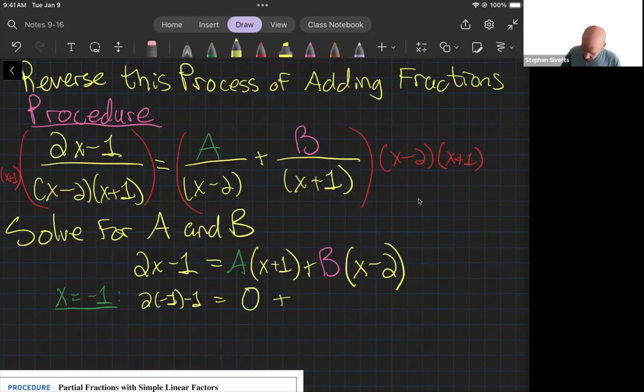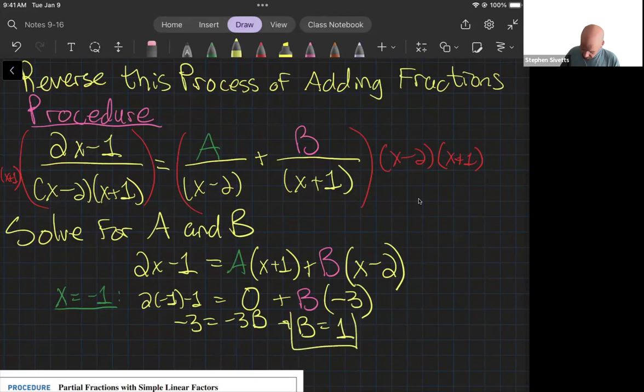Plus B times, this will be negative 3, right? Okay. So we'll have negative 3 equal to negative 3B. And then to solve for B, we know that B is equal to positive 1, right? We know that B is 1.